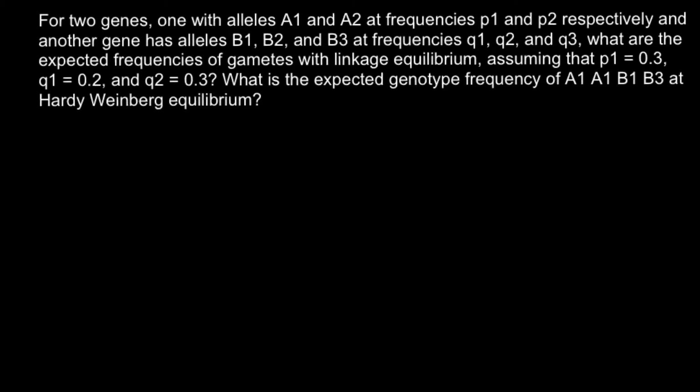And here's a problem for two genes, one with alleles A1 and A2 at frequencies P1 and P2 respectively, and another gene has alleles B1, B2 and B3 at frequencies Q1, Q2 and Q3. What are the expected frequencies of gametes with linkage equilibrium, assuming that P1 is 0.3, Q1 is 0.2, and Q2 is 0.3? What is the expected genotype frequency of A1, A1, B1, and B3 genotype at Hardy-Weinberg equilibrium?